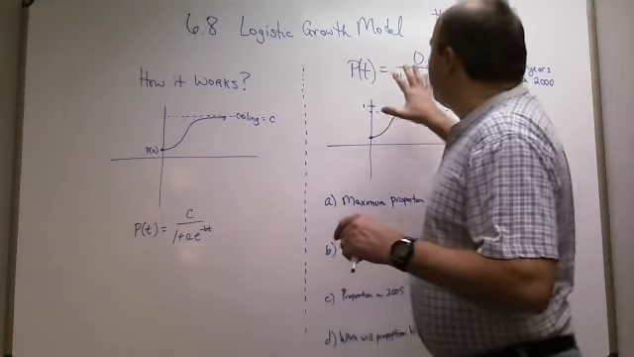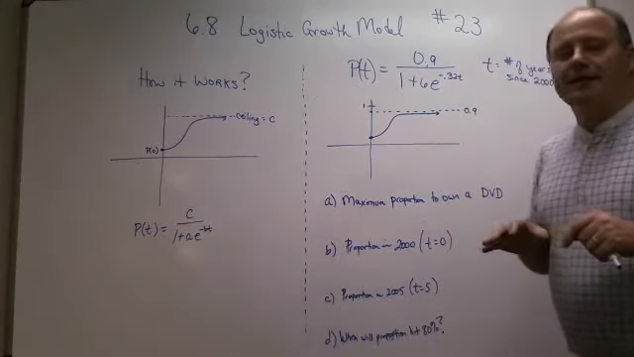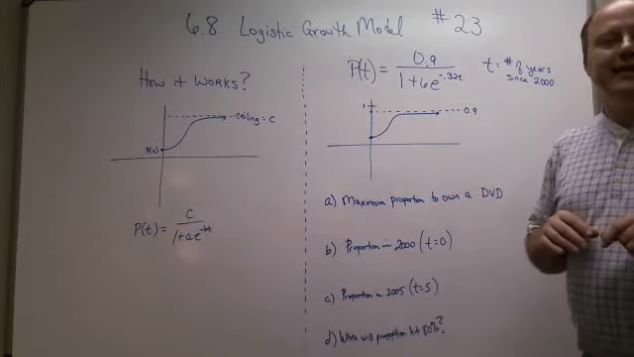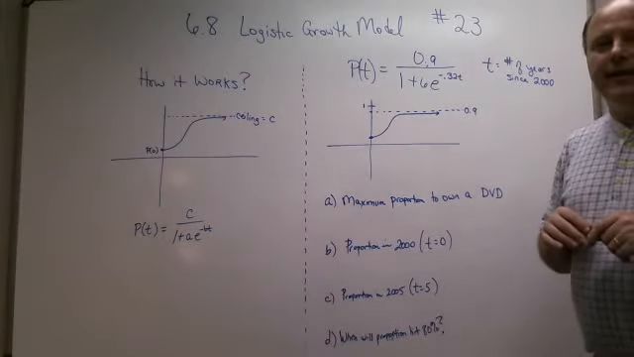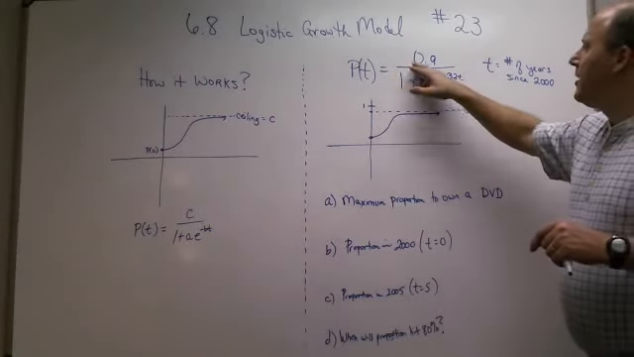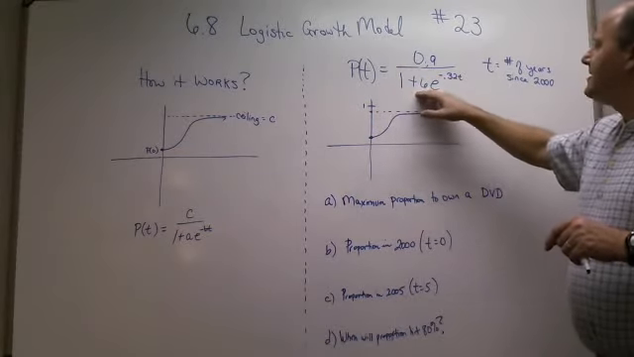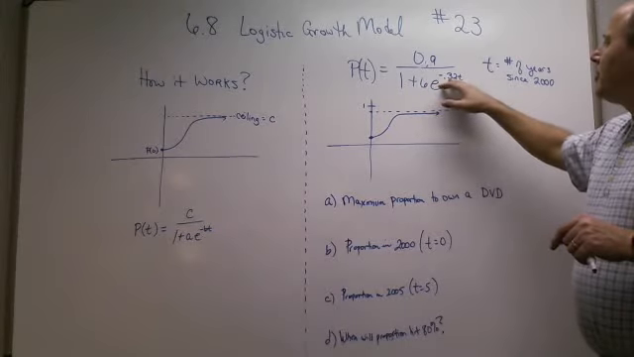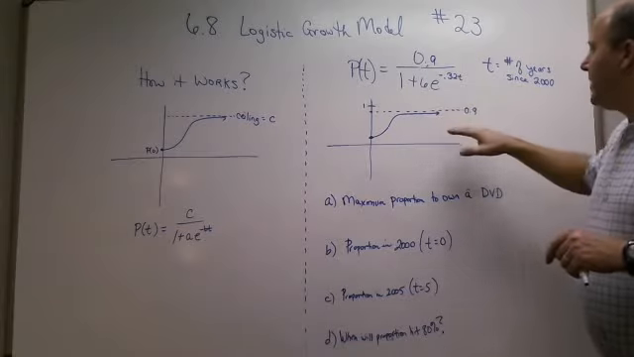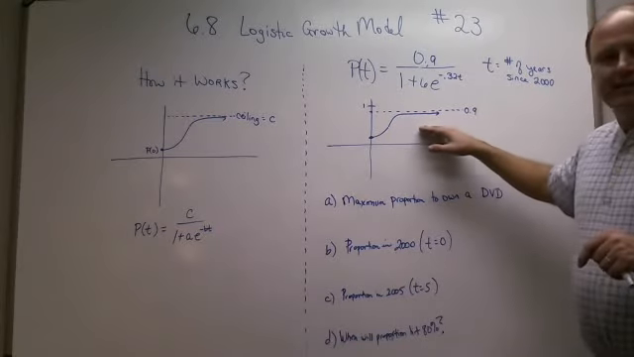Problem number 23 is about the proportion of people who will own a DVD player in the United States, I believe. And the formula is 0.9 over 1 plus 6 e to the negative 0.32 t. So the ceiling obviously is 0.9, and I drew you a little picture of what it looks like.